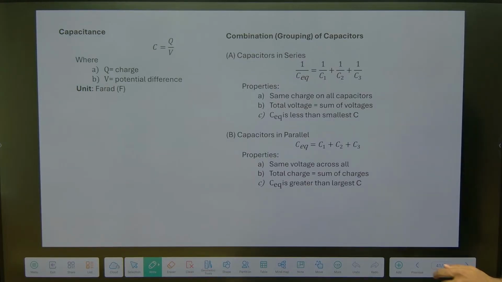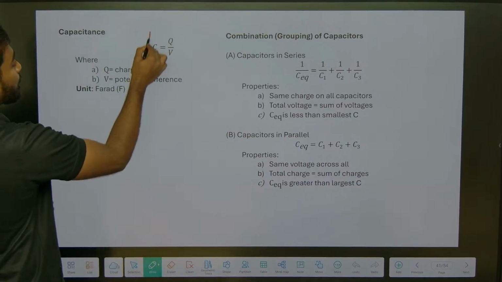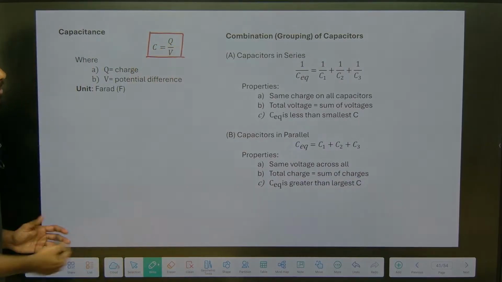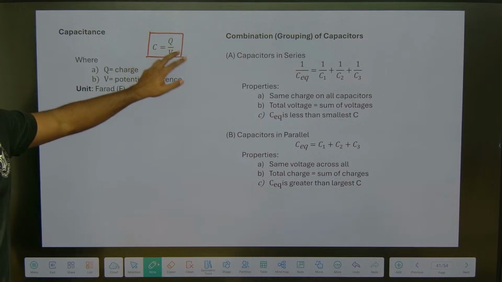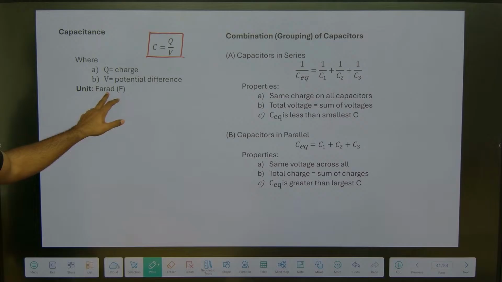So next we are talking about capacitance. The capacitance formula is C equals Q by V, where Q is the charge and V is the potential difference. And the unit of capacitance is the farad.